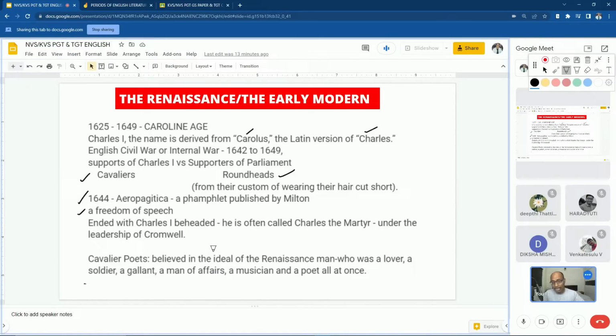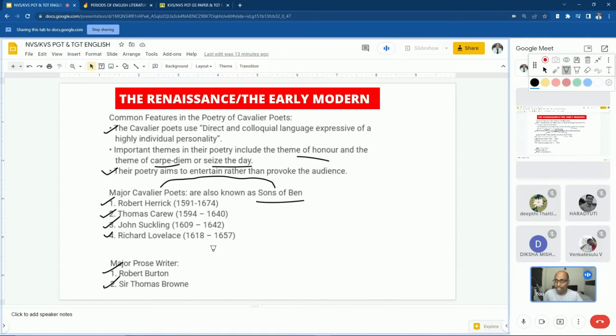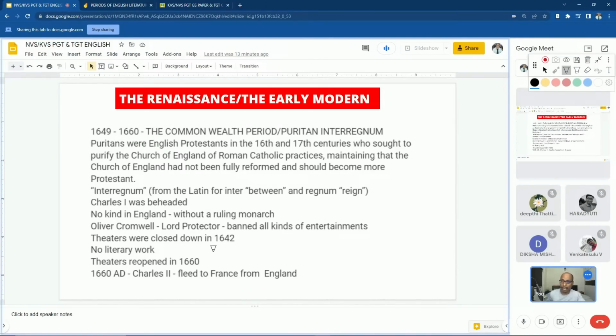So once England was ruled by Queen Elizabeth, kings and queens were ruling. Now in the last stage of the Renaissance, the early modern, now it is Commonwealth Puritan. That means the Commonwealth countries, they wanted to rule the entire England. So now let us enter into the last one under this Renaissance or the early modern, the Commonwealth period.